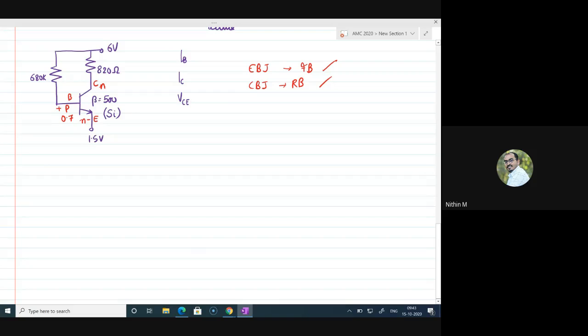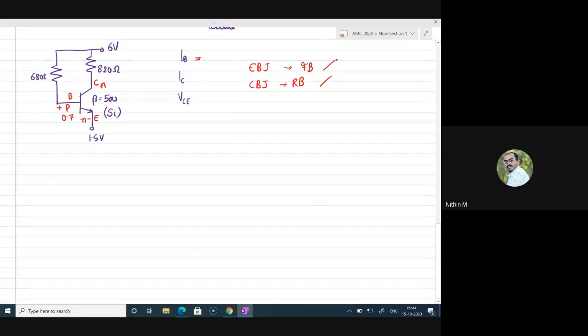Right. Now, if I want to find IB, which is the base current, how will the current flow in this? In an NPN BJT, the emitter is the terminal where current flows out, and this current will be coming in, and this current will also be coming in. So if I mark this as IB and this as IC, I can find IB if I know this voltage and this voltage.